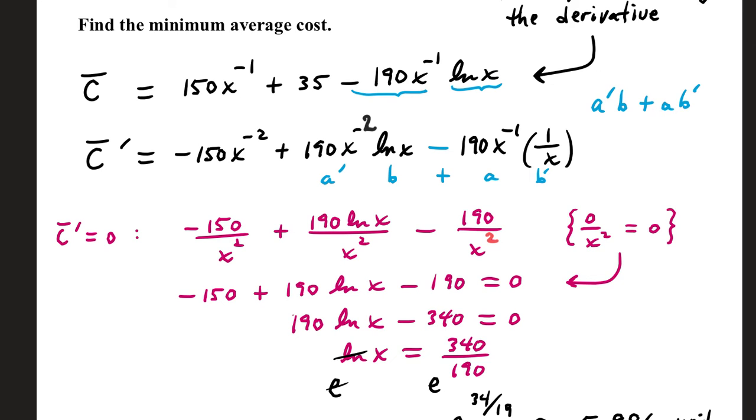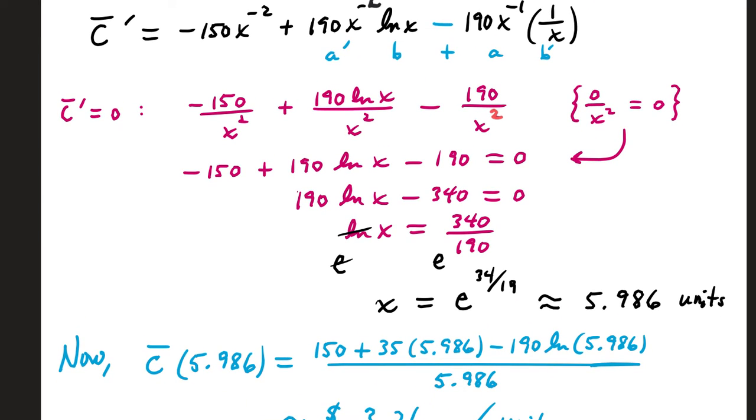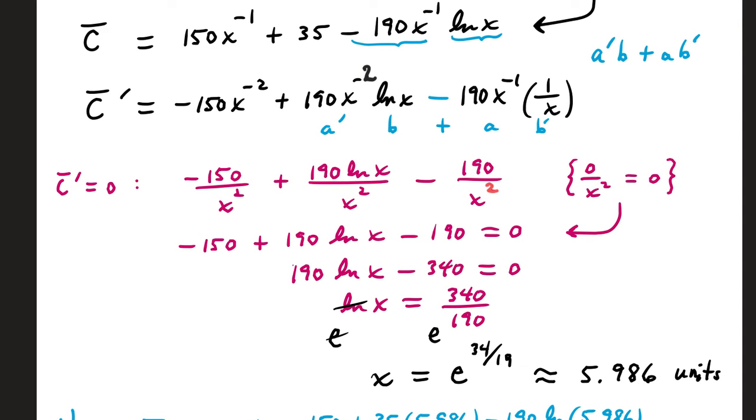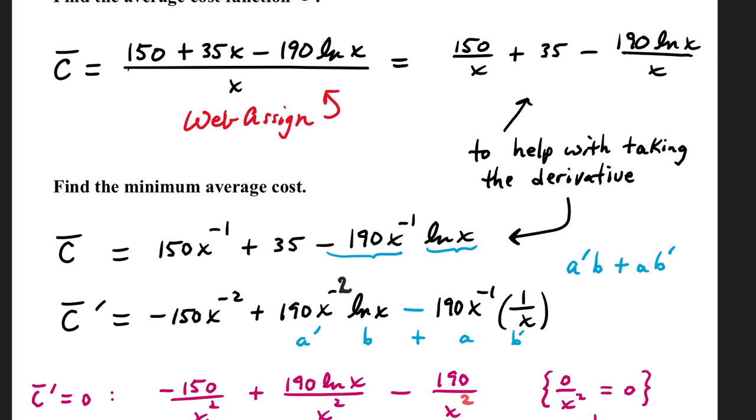You'll want to keep a few decimal points for accuracy because we're asked to find the average minimum cost. Go back to the average cost function. You can either use the one up here that we built as a fraction, or you can use the one that's broken up. It's totally your call there. Let me scroll back down.